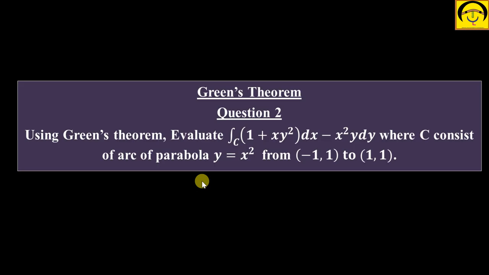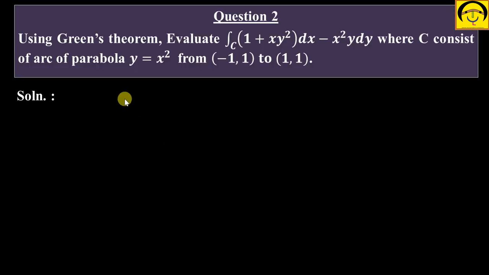So let's solve this problem. The problem is: using Green's theorem, evaluate this integral where C is the arc of the parabola y equal to x square from minus 1, 1 to 1, 1. I am going to revise it quickly because you have already seen the steps in the previous video, so I am directly doing the process.